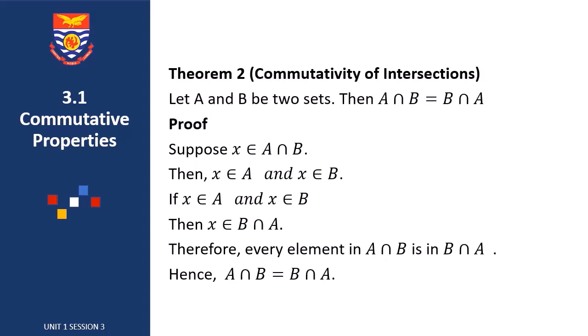Still on the commutativity properties, this time we want to look at commutativity of intersections. Let A and B be two sets. Then A intersection B is equal to B intersection A. Let's prove this law also.